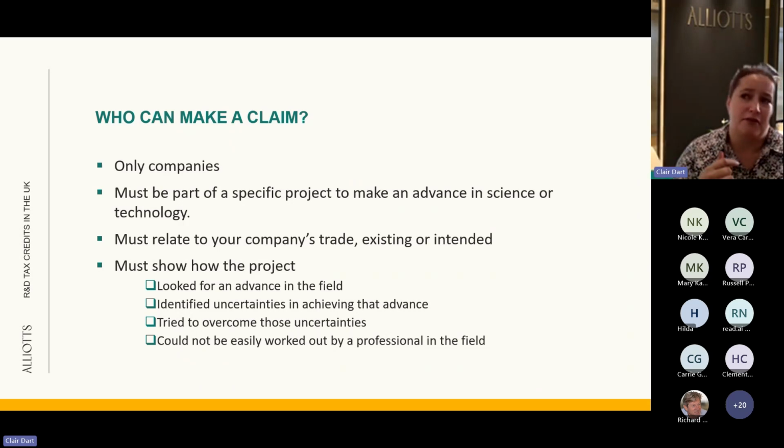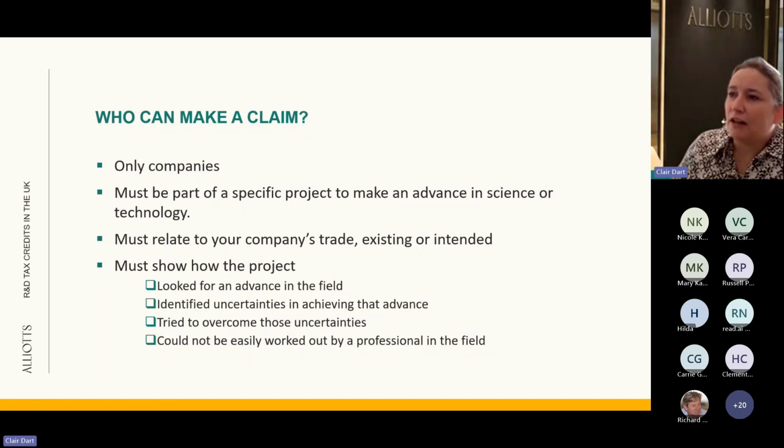You have to have identified the uncertainties, and you have to have tried to overcome them. You may not have overcome them, but that doesn't discount the R&D activity itself. But you've got to be able to demonstrate that you tried to overcome them and how you went about it. And it might be you just tried one method to overcome it, or it might be you've done half a dozen. But we need to be able to document exactly how you tried to do it.